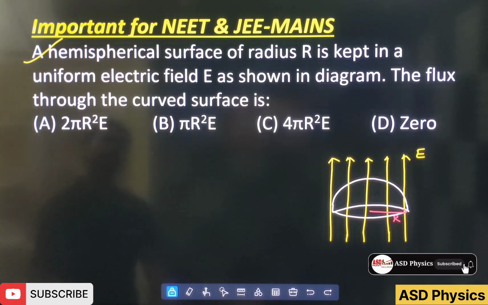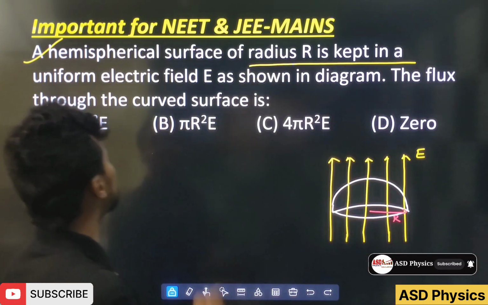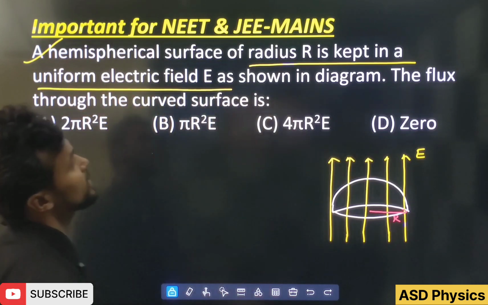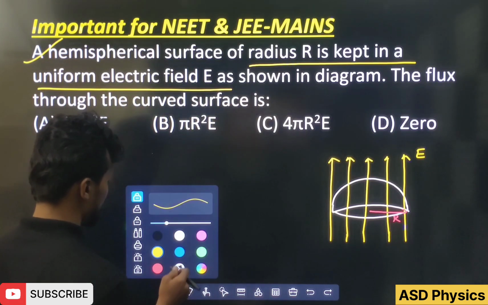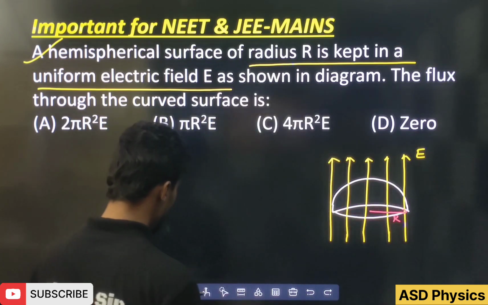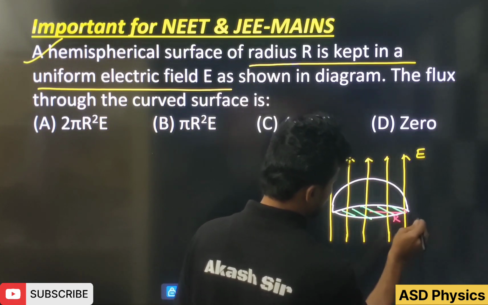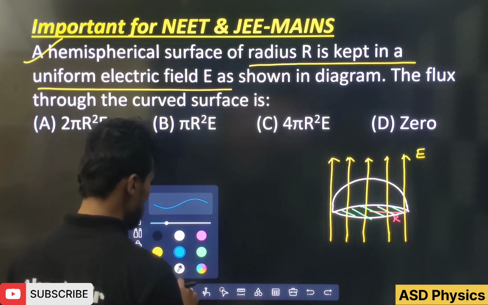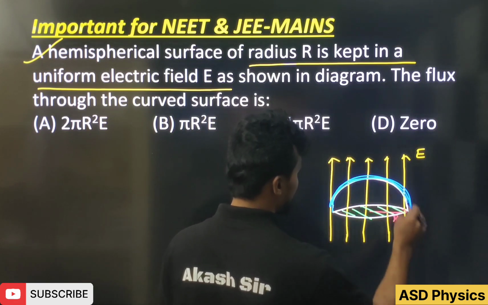Okay. Next one, see please, important for NEET, important for NEET. A hemispherical surface of radius r is kept in a uniform electric field, again I'm telling, uniform electric field as shown in the diagram. The flux through the curved surface, how much is there? Okay students, so see here please, one hemisphere is there, and here two kinds of surfaces are there. One is the flat surface, and one more is there. Let's take, I'm drawing here with blue color, this is the curved surface here.